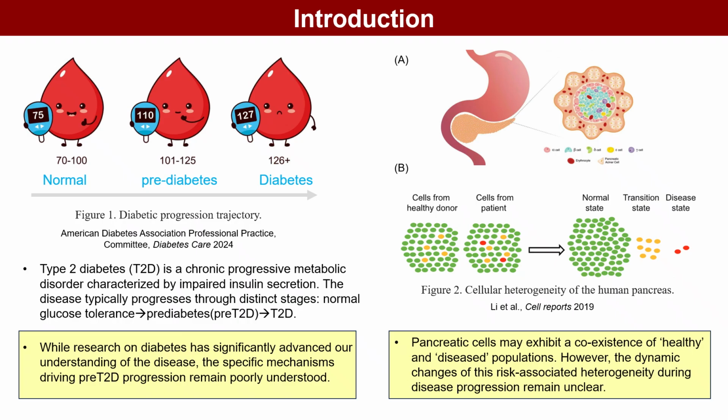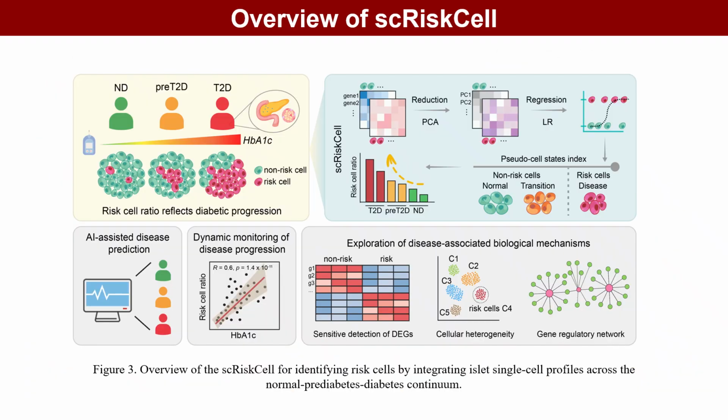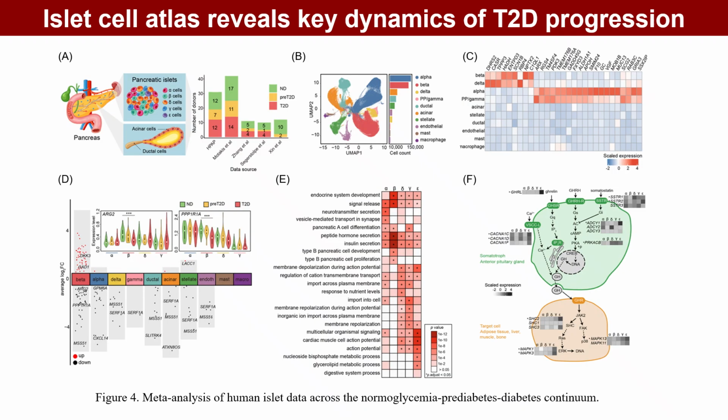disease progression remains unclear. To address these challenges, we developed scRiskCell, a machine learning-based computational framework that identifies cell type-specific risk populations, including rare islet epsilon cells, decoding their mechanistic contributions to the progression of diabetes. We systematically analyzed nearly 500,000 islet single cells from 106 donors across different disease stages, constructing a comprehensive human islet cell heterogeneity atlas during diabetes progression.